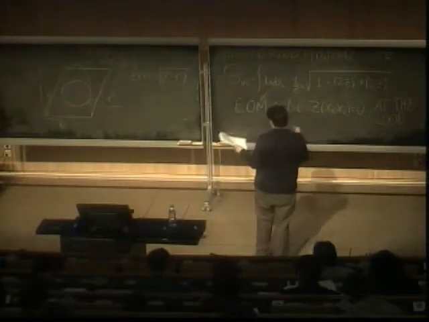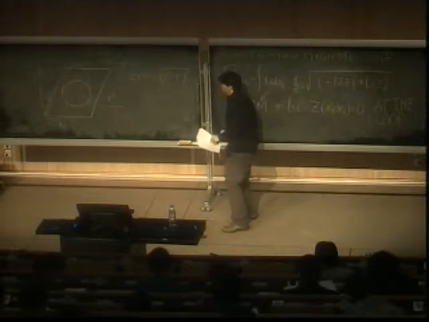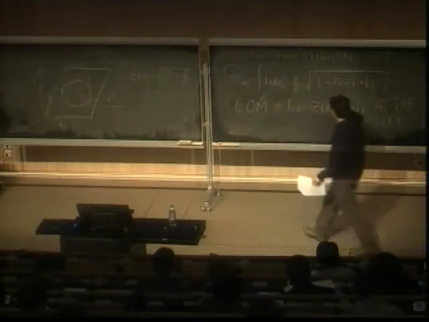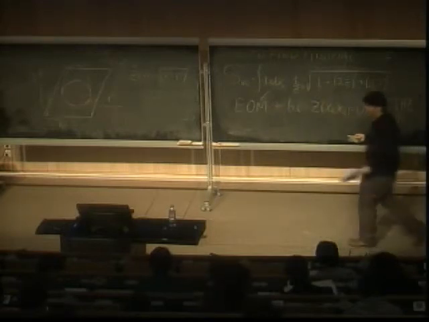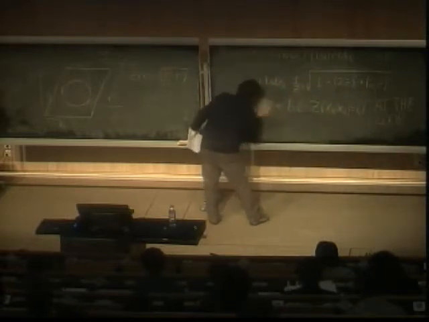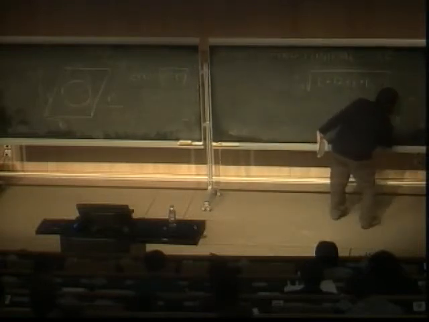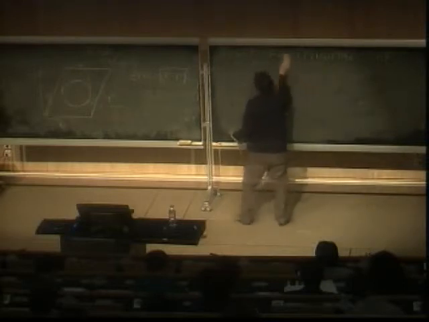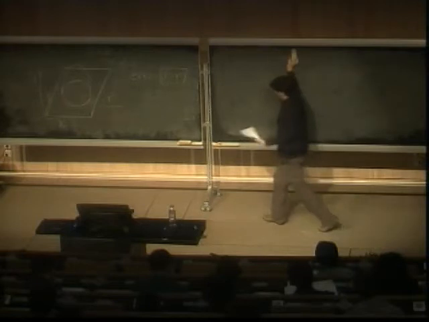So now we need to compute the area. If we want to compute the area, all we need to do is to take this classical solution and plug it into the Nambu-Goto action. That is what computing the area is. We do that, and what we get is the following. It's really very simple.